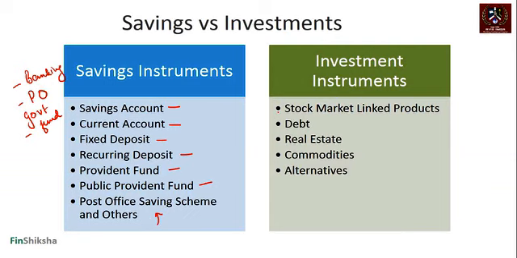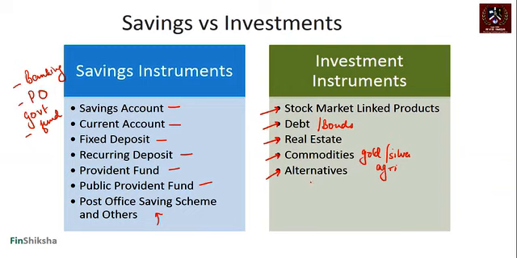On the investment side, however, you would either have something to do with the stock market, so stock market linked products. You could have something to do with debt, or what is commonly known as bonds. You could have real estate. You could buy a piece of land or an apartment or commercial real estate. You could have commodities such as gold, silver. Sometimes people buy base metals such as copper, etc. People also trade in agri commodities a lot of the time. And you could have alternatives.